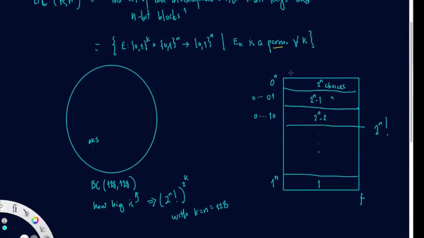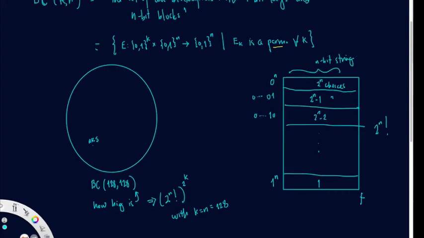I didn't say this, but this is also n-bit strings. So the number of ways to write down all of the tables that map n-bit strings to n-bit strings in a way that is a permutation is (2^n)!.